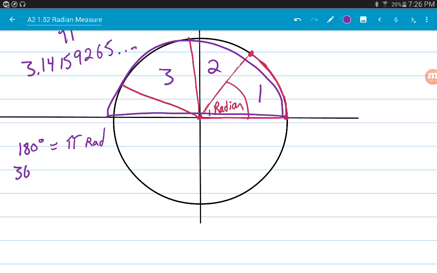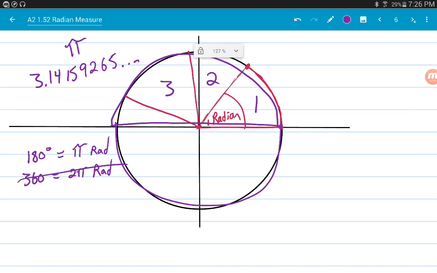And technically that means that 360 degrees is equal to 2 times that, which is 2 pi radians. Now we don't really use that equivalence as often. We use 180 and pi. So, summary, 180 degrees is equal to pi radians, meaning about 3.14 radians.